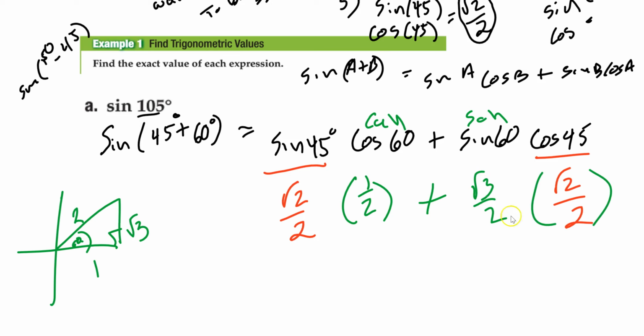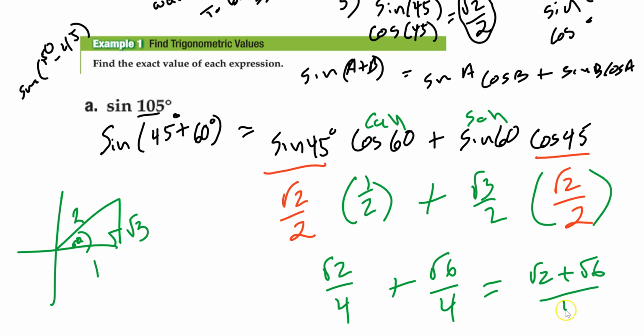And then all we have to do is multiply these and add them up. So this times this is rad 2 over 4. Remember, when you multiply, multiply across. So I get this, and then I can add them up. Now remember when you add, you only add the tops when the bottoms match. So rad 2 plus rad 6 over 4. I can't add 2 and 6 because they're different radicals, so you just leave it like that.